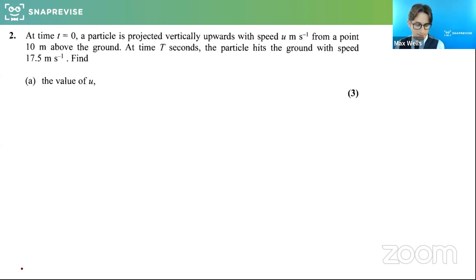At time t equals 0, a particle is projected vertically upwards with a speed u meters per second from a point 10 meters above the ground. At time t seconds, the particle hits the ground with speed 17.5. Now, this is a projectiles question, but it's all happening in a vertical sense. So this style of question gets a lot more difficult and involved maybe in year 13, where it's been projected at an angle. But a straight up and down motion is just SUVAT, and we're looking at using gravity to deal with some of the acceleration that's going on.